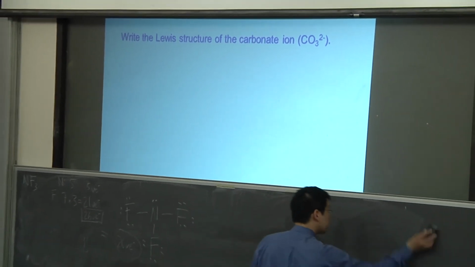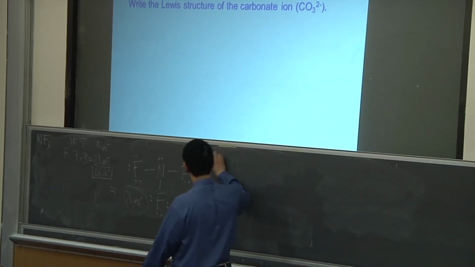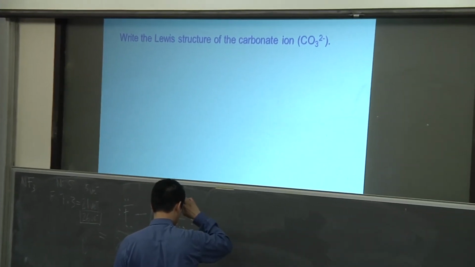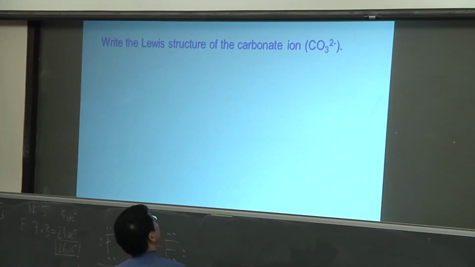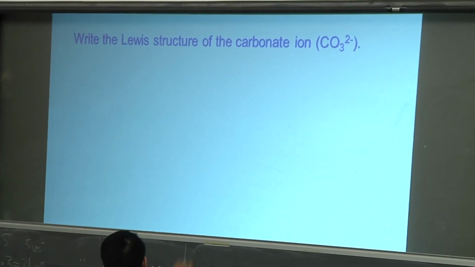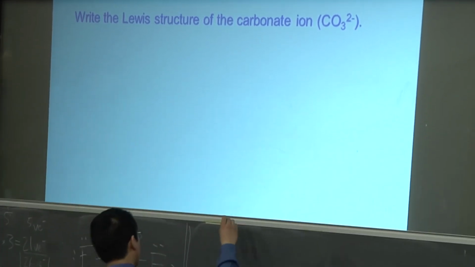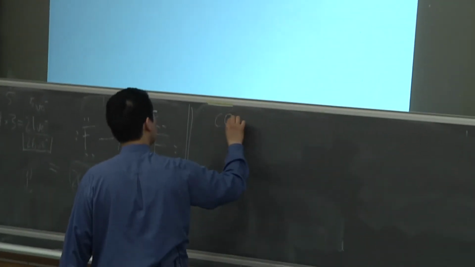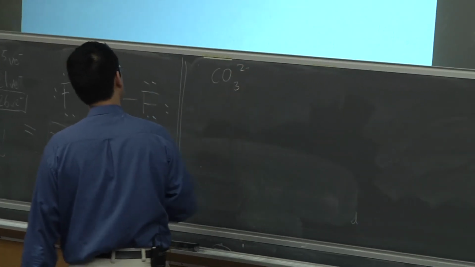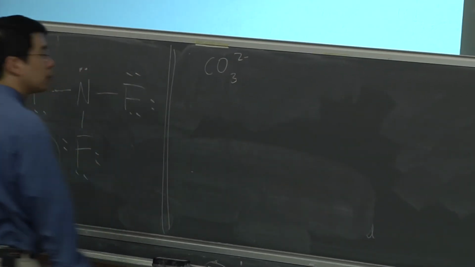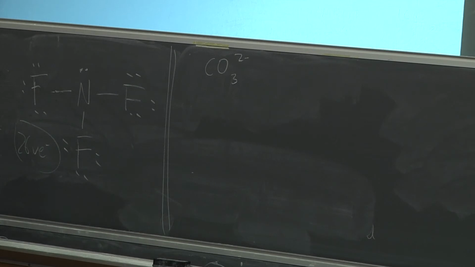So now let's look at this one. The carbonate ion, CO3 2-. First thing we're going to do, or one thing that we're going to do, order actually isn't so important. I like to count up the valence electrons first.